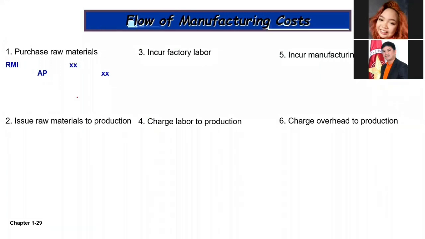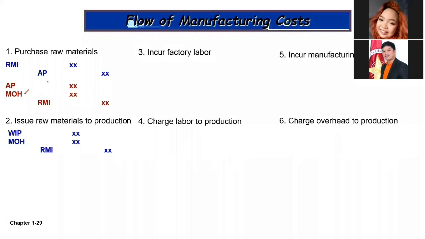Ayan. So before we charge overhead, purchase of raw materials: debit raw materials inventory and credit accounts payable. Pero nag-return, kaya nilagyan ko ng red: debit accounts payable, debit manufacturing overhead. Para saan nga yung manufacturing overhead na to? Para po to sa freight in nung isinoli natin ang mga materials.